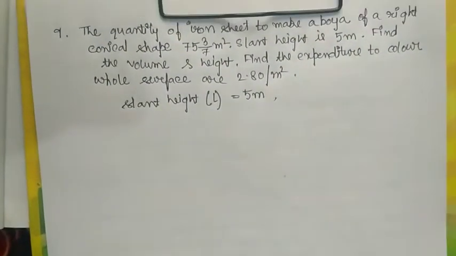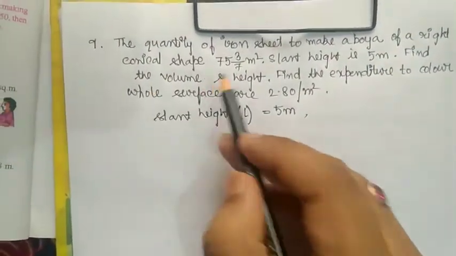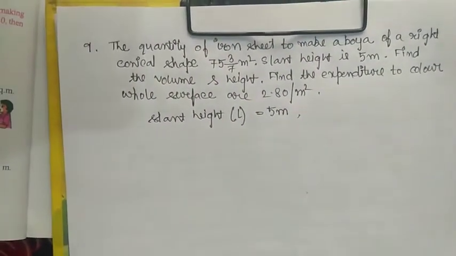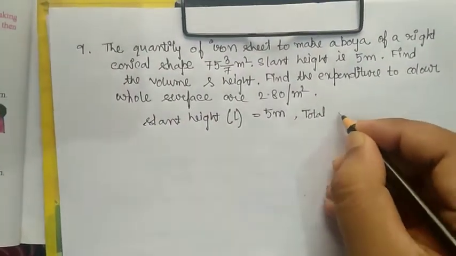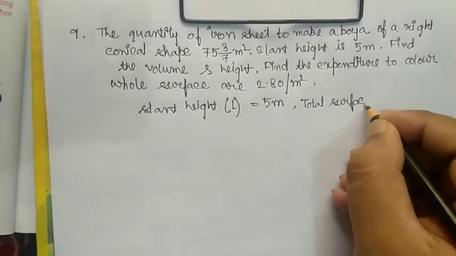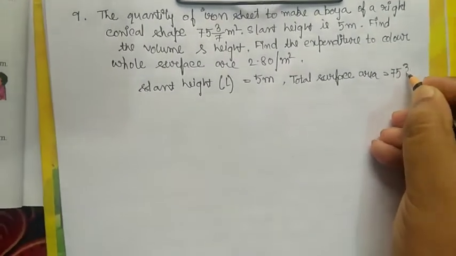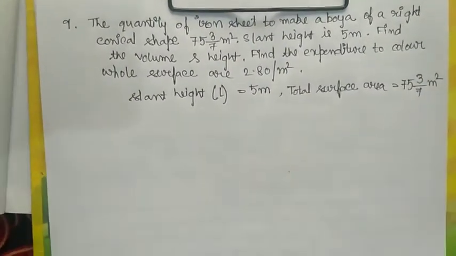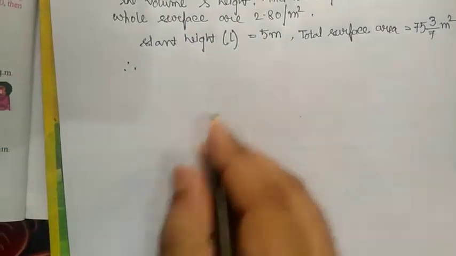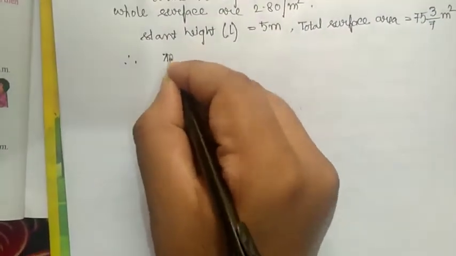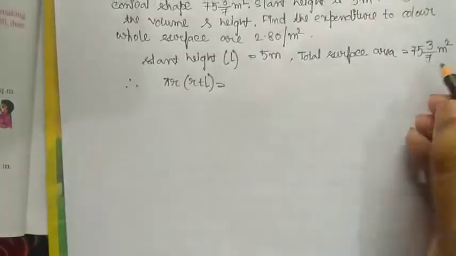And one more thing we know, the quantity of iron sheet to make a boa of right conical shape. So it means the total surface area. So total surface area is 75 3 by 7 meter square. So therefore we can say that total surface area means pi r (r plus L) equal to 75 3 by 7.